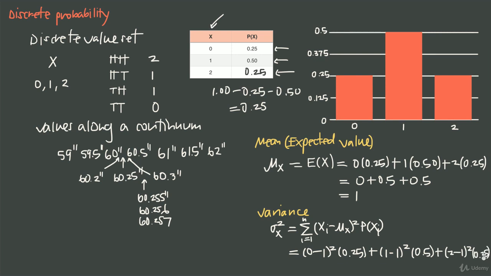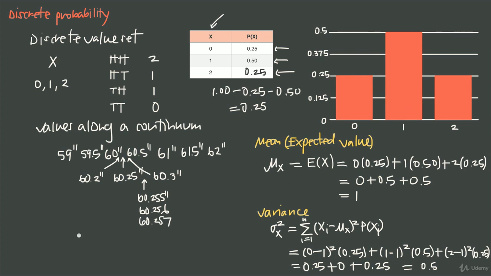So 0.25. If we simplify that, we say 0 minus 1 is negative 1. Negative 1 squared is a positive 1. 1 times 0.25 is 0.25. 1 minus 1 is 0. 0 squared is 0. 0 times 0.5 is 0. So we get plus 0. And then 2 minus 1 is 1. 1 squared is 1. 1 times 0.25 is 0.25. So 0.25 plus 0.25 is equal to 0.5, and that is the variance of this discrete random variable x.